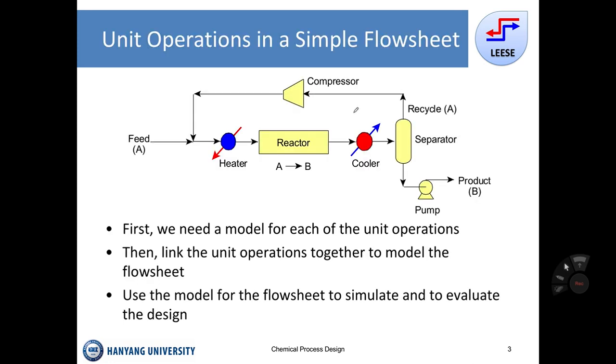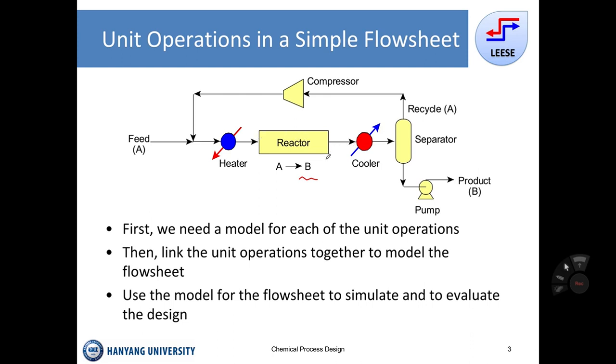This is a very simplified flow sheet for a chemical process. So feed A is used for the production of B. Then the reactor is involved inside the chemical process. Then we might need to introduce a heater in order to increase the temperature of the feed. So the temperature of the feed is increased before being fed to the reactor.